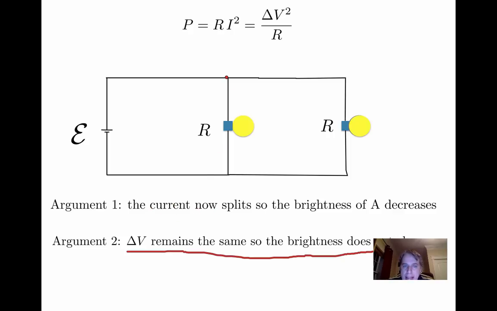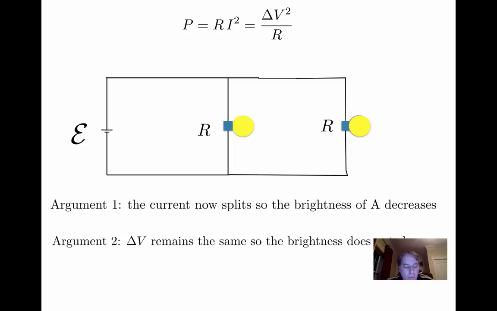The current splits at this junction here. That's true. For sure the current will split. But then the problem is to say that because the current split here, there will be less current in that resistor than before. This is the flaw in the argument. Why is it wrong? That's a bit subtle. So let's look at that.